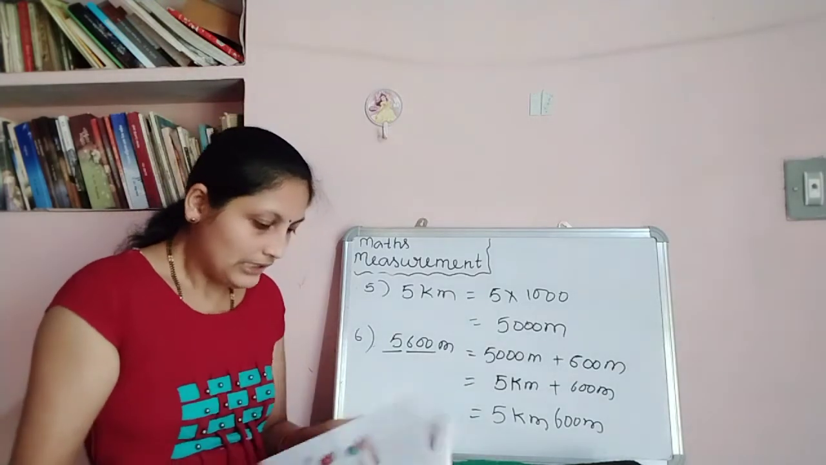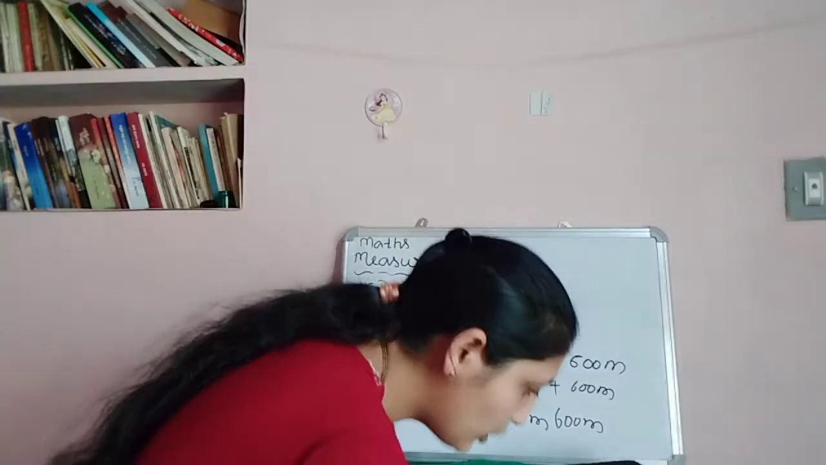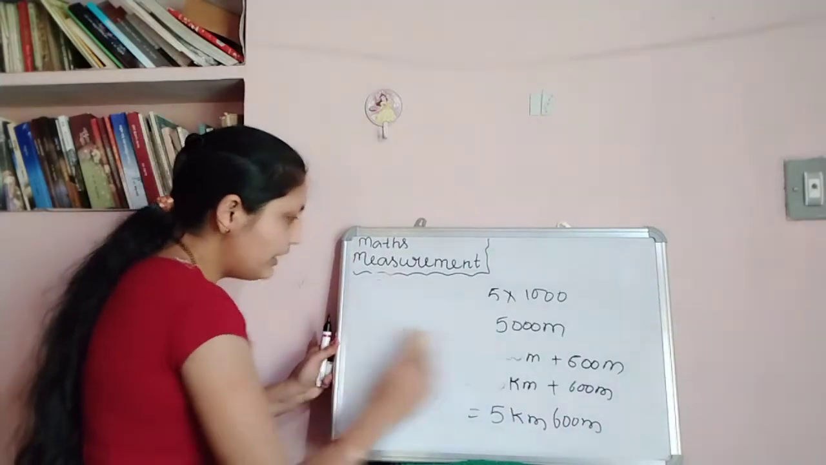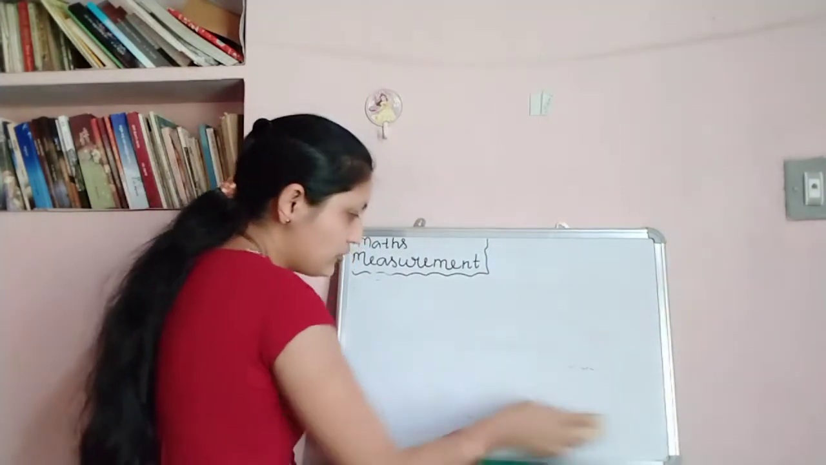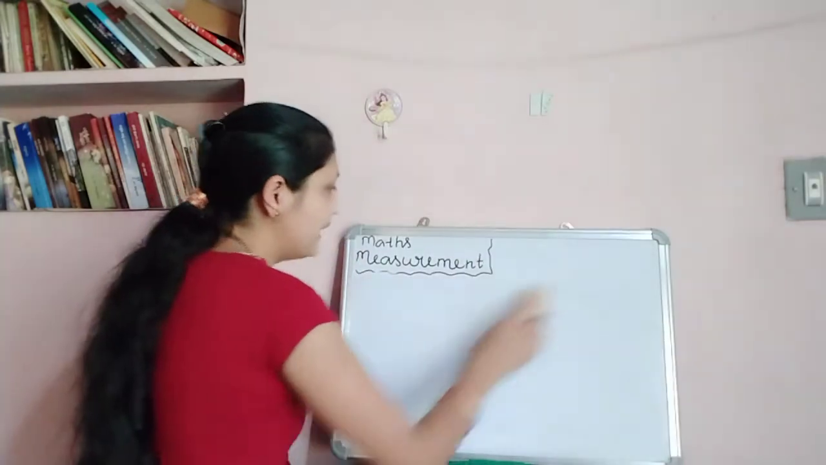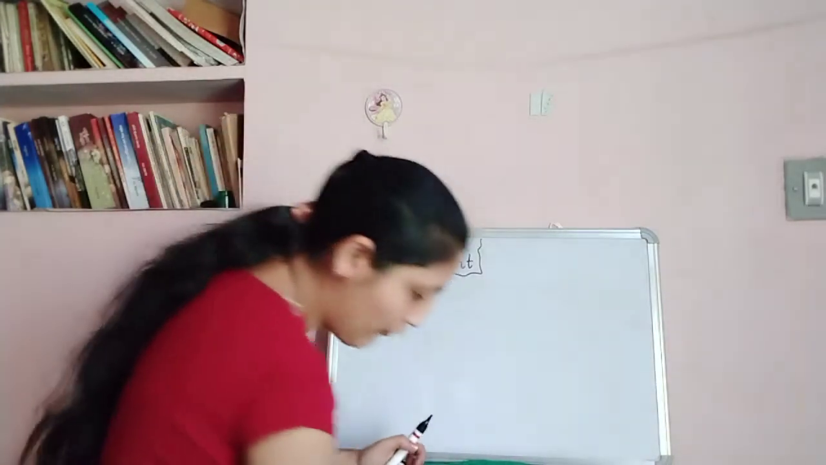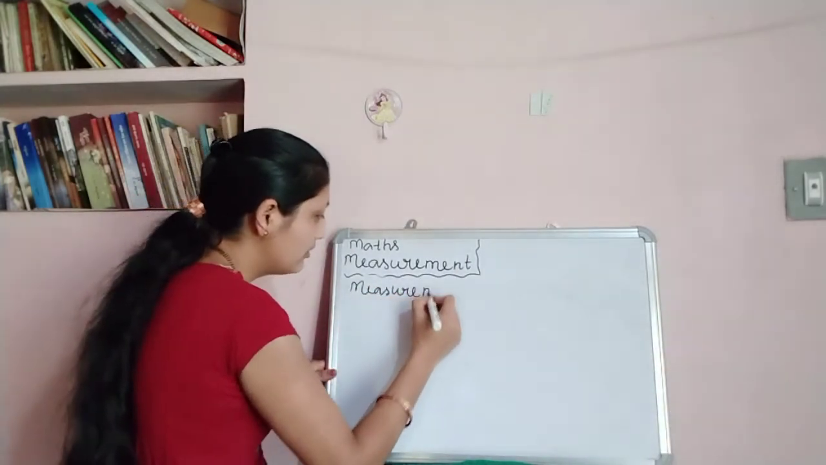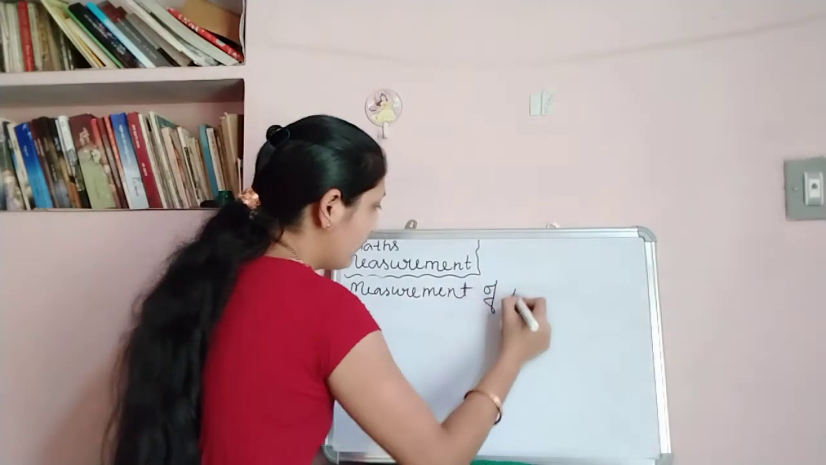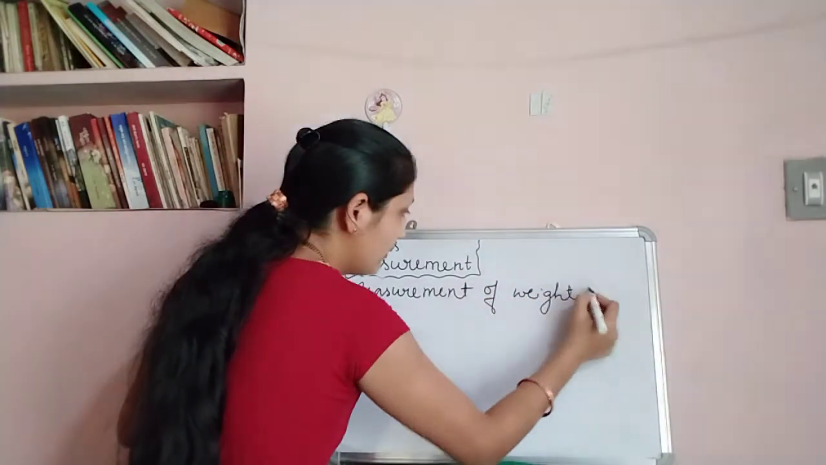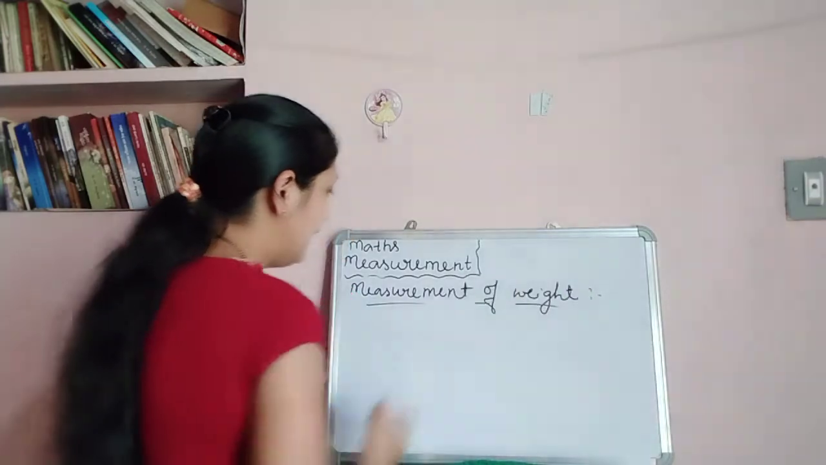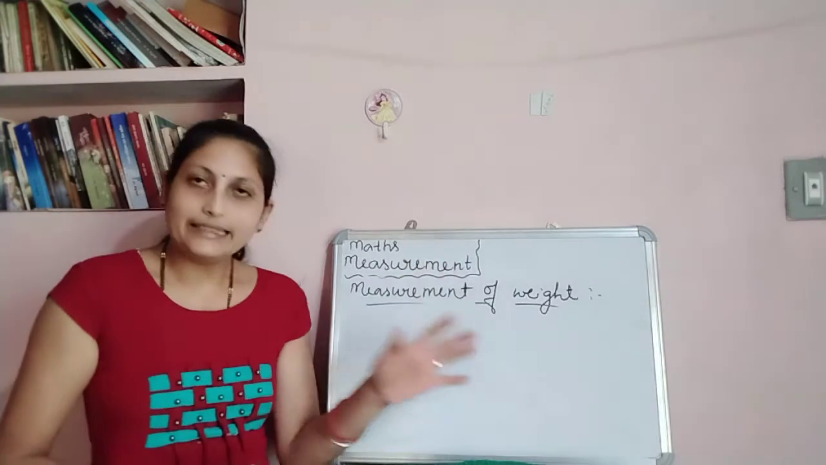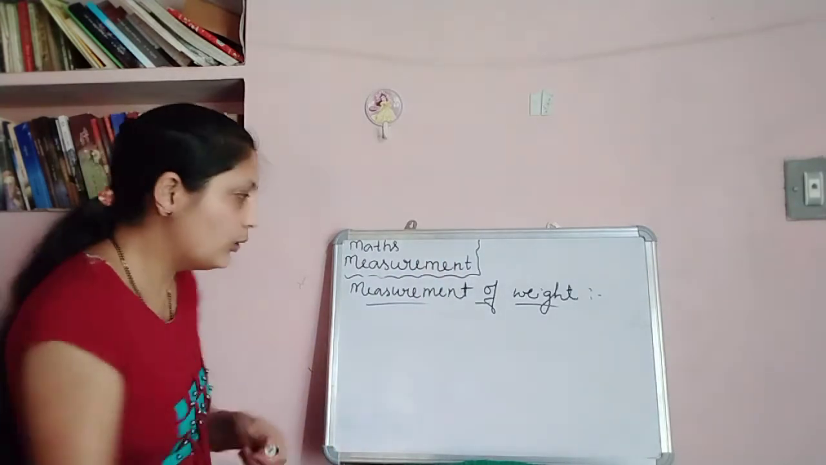So next, let us study about measurement of weight. We measure the weight of an object to know how heavy an object is, or to know the heaviness of an object. You have studied measurement of weight in the earlier class. Standard units of measuring weight are kilogram and gram.